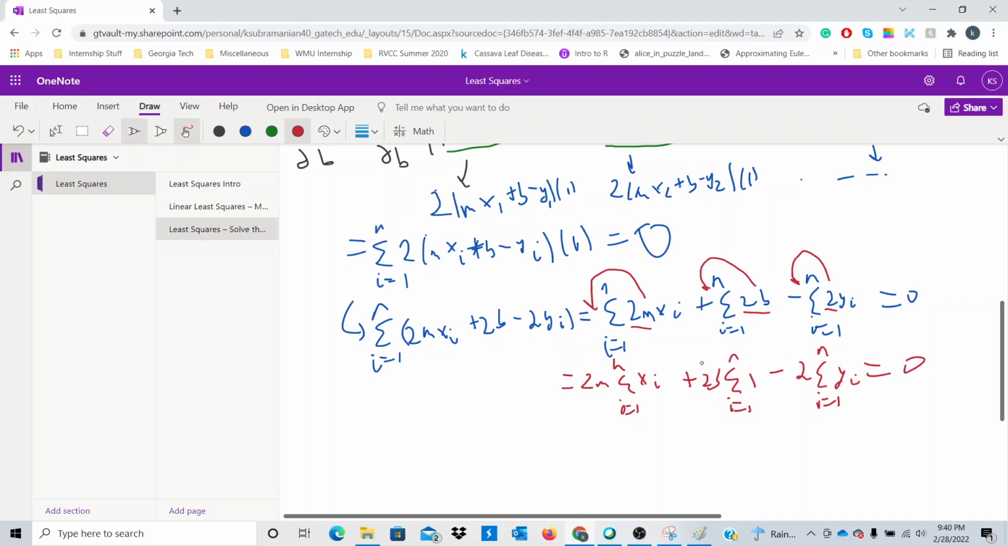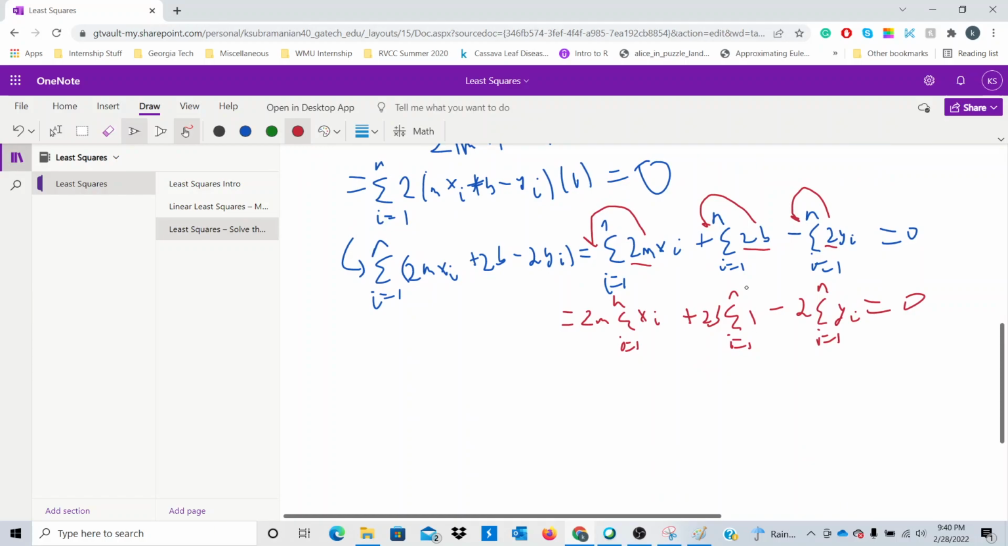Now what do we notice here? Well, we know that 2b times the summation from 1 to n of 1 is just going to be 2bn, because when we're summing 1 from 1 to n, it's just adding 1 to itself n times, which is why the summation from i equals 1 to n of 1 is just n. So now what do we have here? This is going to be 2m times the summation of i equals 1 to n of x sub i, plus 2bn, minus 2 times the summation of i equals 1 to n of y sub i, and that's going to equal 0.